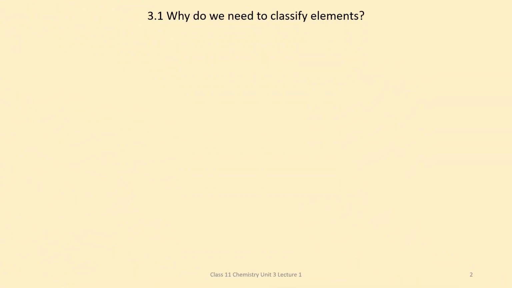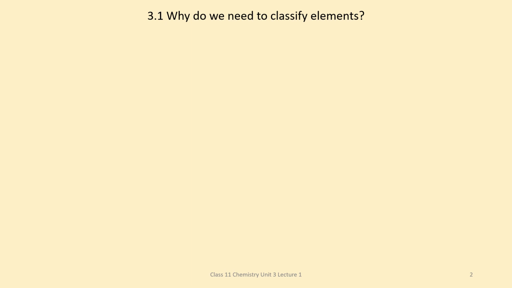First question is, why do we need to classify elements? In this unit, we will study the historical development of periodic table as it stands today, and the modern periodic law. We will also learn how the periodic classification follows a logical consequence of electronic configuration of atoms. Finally, we shall examine some of the periodic trends in physical and chemical properties of elements.